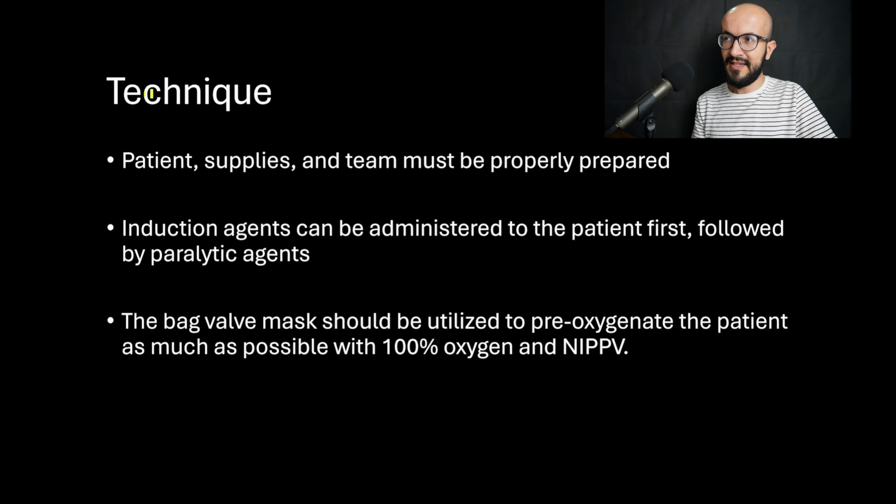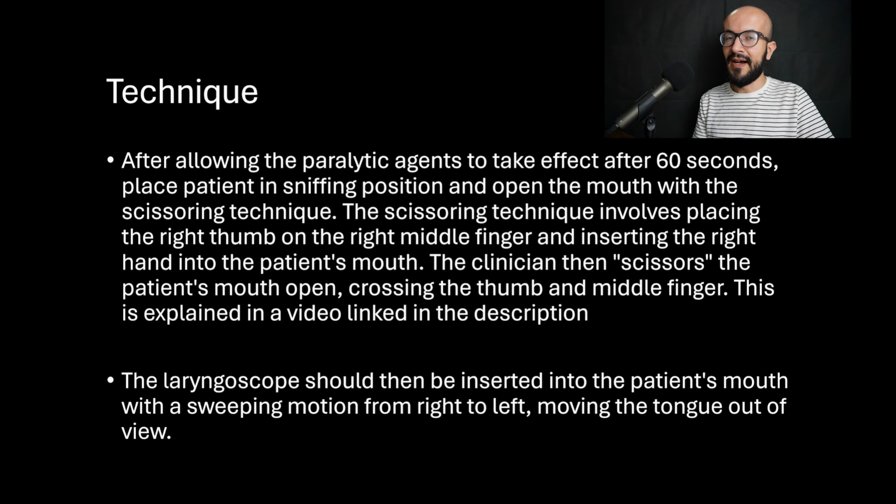Now let's talk about the technique. Patients, supplies, and team must be properly prepared. Induction agents can be administered to the patient first, followed by the paralytic agent, and the bag valve mask should be utilized to pre-oxygenate the patient as much as possible with 100% oxygen, and positive pressure ventilation can also be used to pre-oxygenate the patient. After allowing the paralytic agent to take effect, which is after 60 seconds, place the patient in a sniffing position and open the mouth with the scissoring technique.